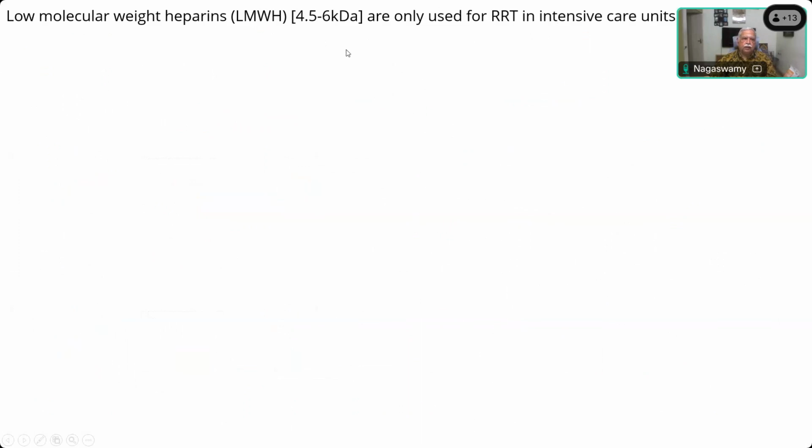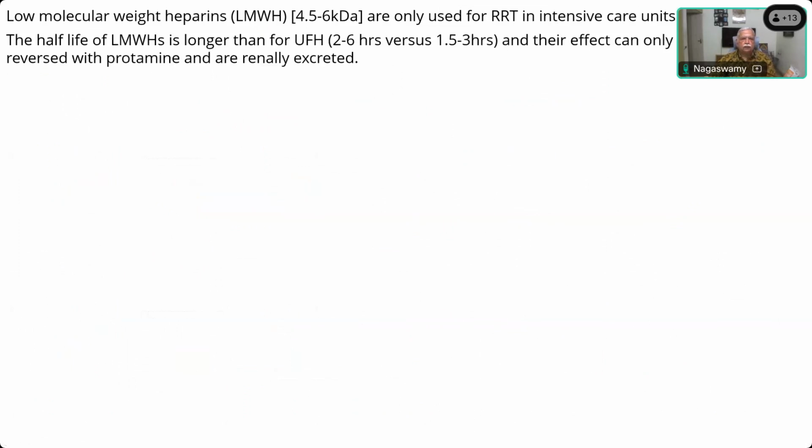You can continue with that dosage and use that as an anticoagulation method. The half-life is slightly longer compared to unfractionated heparin. Unfractionated heparin has a half-life of only 1.5 to 3 hours, whereas this is about 2 to 6 hours. The disadvantage of low molecular weight heparin is that it cannot be reversed with protamine and it is renally excreted.